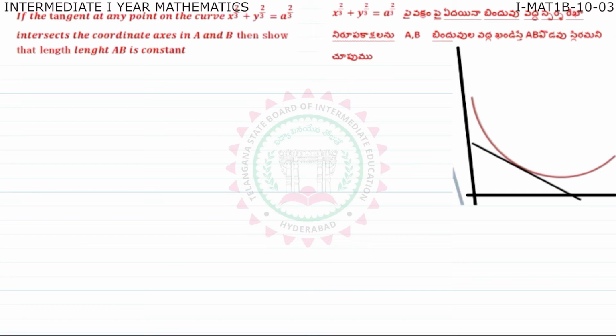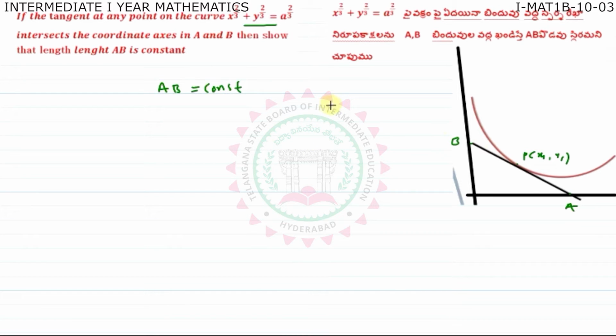This is an important problem. See, this is the question. If the tangent at any point P on the curve, whose equation is given, intersects the coordinate axes in A and B, then show that the length of AB is constant. So this is the curve, and a particular point P. We are assuming it as (x1, y1). A tangent is drawn and this tangent is intersecting the x-axis at A and the y-axis at B. Then our aim is to prove AB is equal to some constant. So this is the question.